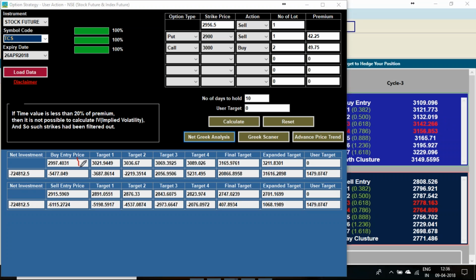If it consolidates between 2,916 to 3,000, this is the range, currently 2,956. If it consolidates in this zone, my losses will be 6,000 to 5,500. In this consolidation, the time value will decay two times, one time value decay I can get, so I balance whatever I have to lose.